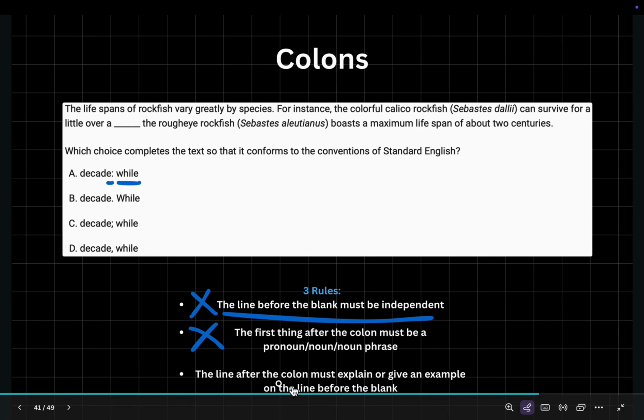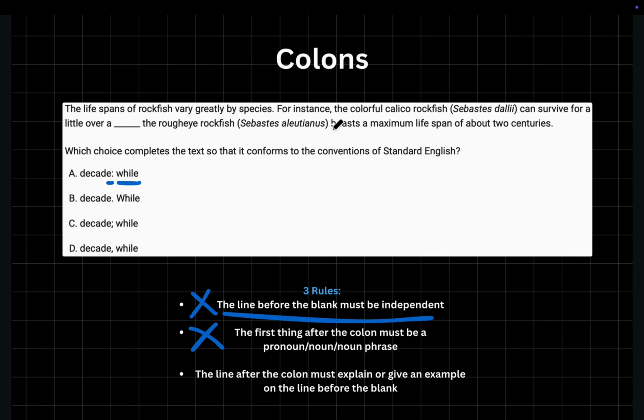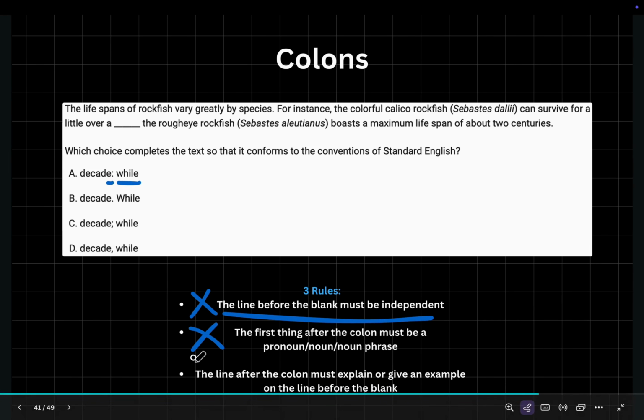Rule 3. Rule 3 says the line after the colon must explain or give an example on the line before the blank. Okay, so let's read the text. For instance, the colorful calico rockfish can survive for a little over a decade. Then the line after the blank says, while the rough-eye rockfish boasts a maximum lifespan of about 2 centuries. So the line after the blank is not explaining or giving an example on the line before the blank. It is just adding to it.